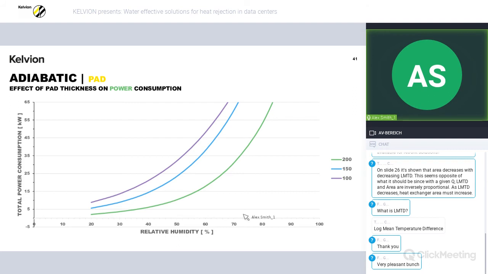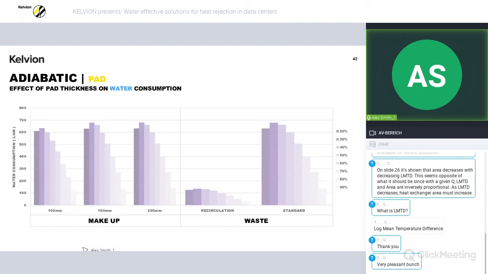However, how much water will these pads use? A thicker pad will inevitably use a little bit more water. So does this outweigh the power savings that we find? And in this particular instance, the answer I think is probably no. So here we see makeup water, which shows how much water is required to replenish the system, and wastewater, which shows the volume of water sent to drain. So I'll start with wastewater, and we'll discuss makeup briefly.